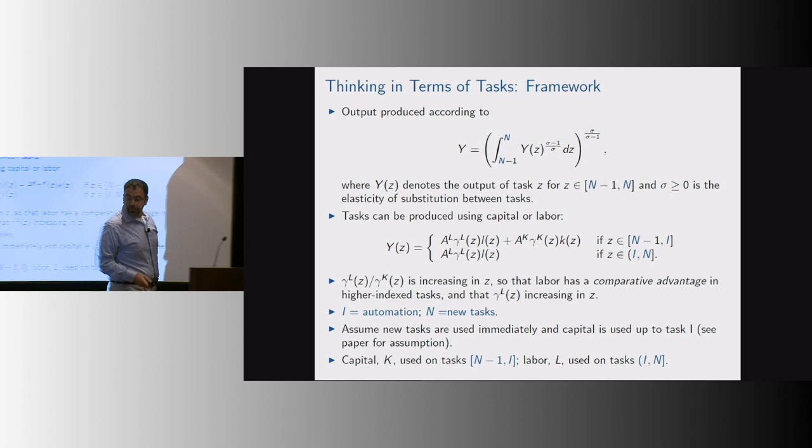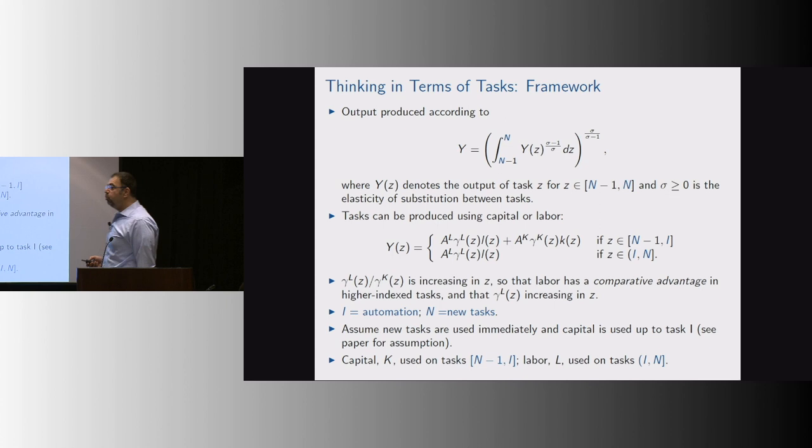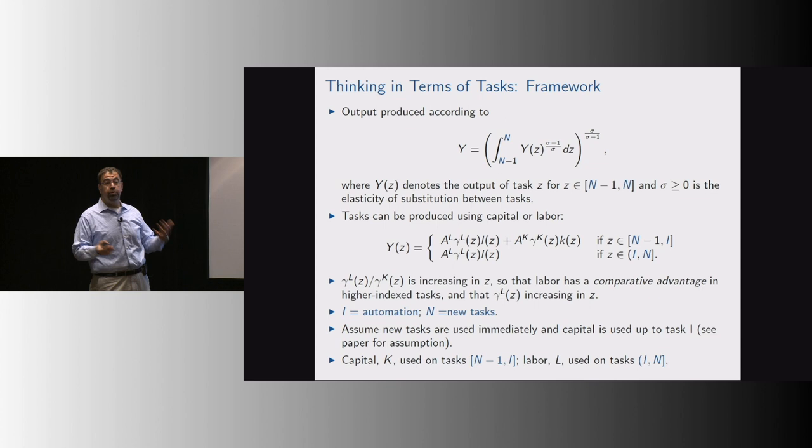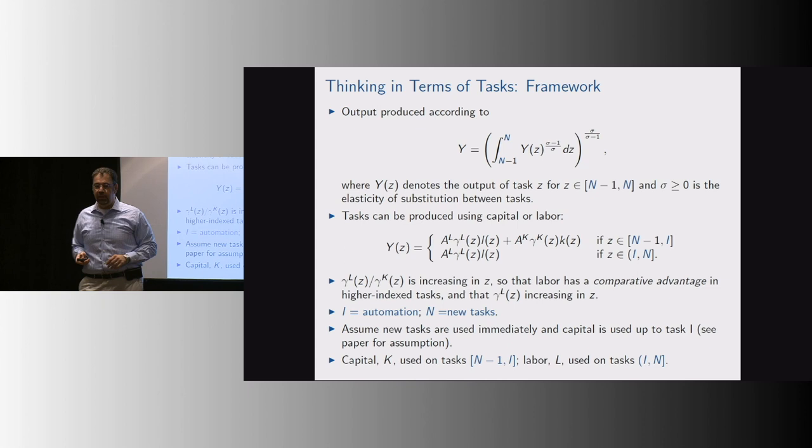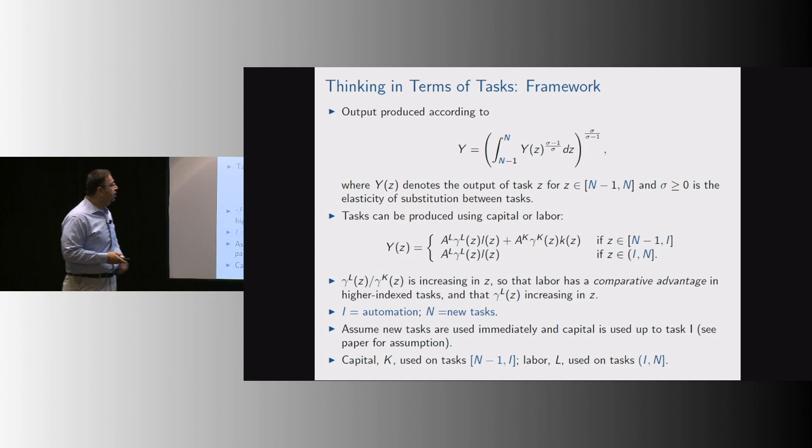It's very simple. It's one sector. But within that one sector, you need to perform a number of tasks in order to complete production. So if you're going to do textiles, you need to do spinning, weaving, drawing, carding, coloring, marketing, et cetera, et cetera. Those tasks are these YZs. They are combined in a CES fashion. That doesn't really matter so much. And then there's a range of tasks that goes from N minus 1 to N.